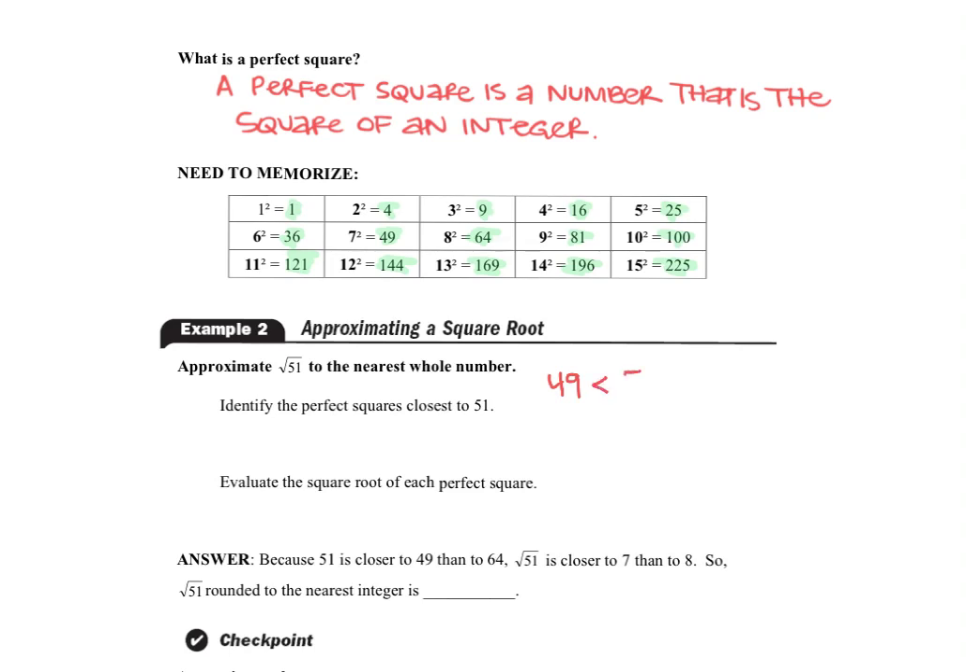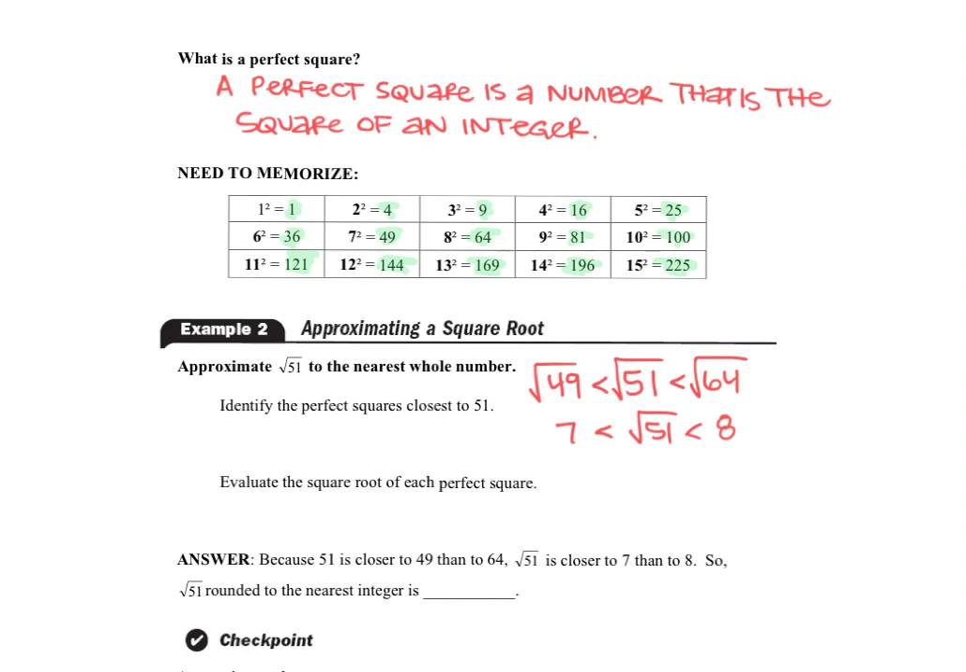I'm going to write this as an inequality, so I'm going to say 49 is less than 51, which is less than 64. In other words, 51 would fall between the perfect squares 49 and 64. Now I'm going to take the square root of all of those. Well, the square root of 49 is 7. The square root of 64 is 8. So we know that the square root of 51 would be somewhere between 7 and 8.